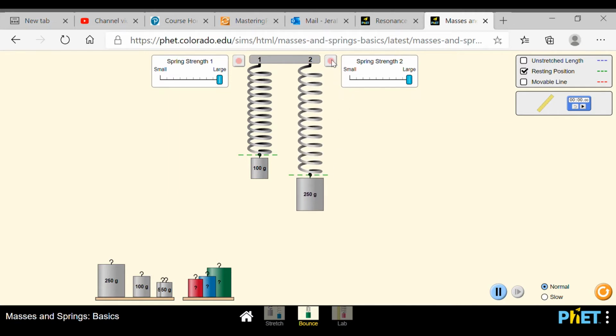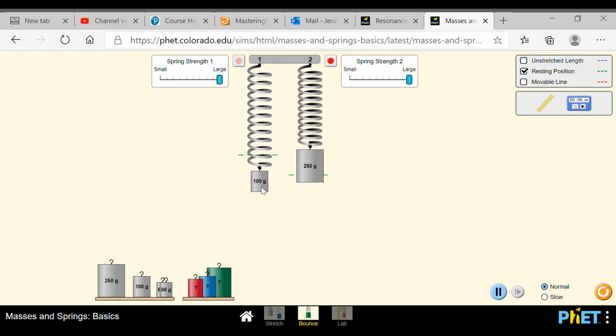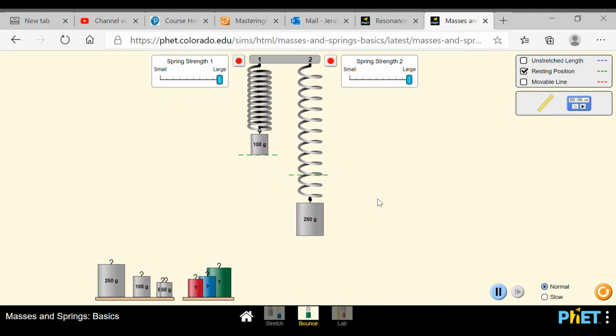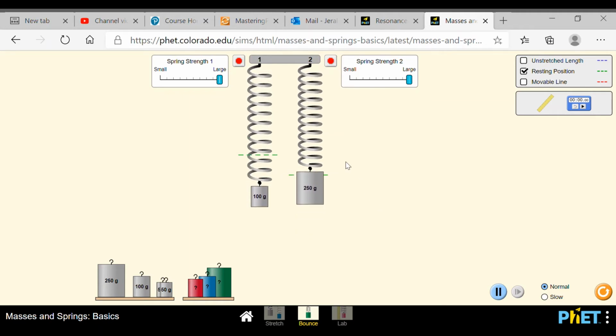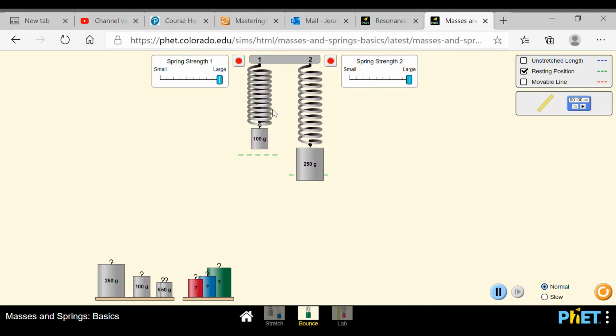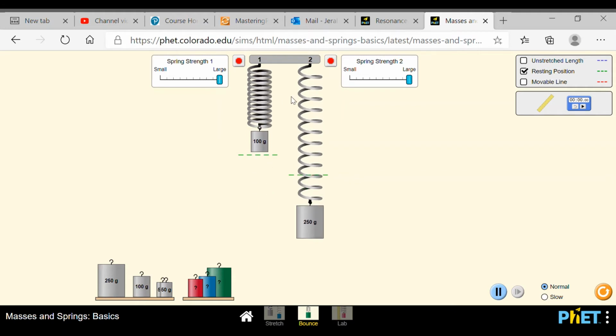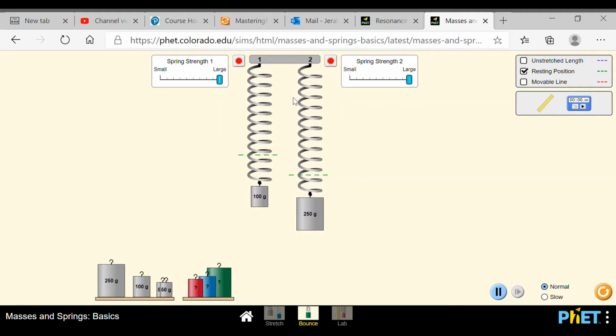All right, and so what we're going to do now is, again, start these two oscillators. Let's start the heavy mass over here and we'll get it going. And now we'll start the lighter mass here and get it going. So notice there's a huge difference again in the frequency of oscillation. Now remember, both springs are identical. They're both set to the highest value of spring constant. So they're very stiff, strong springs.